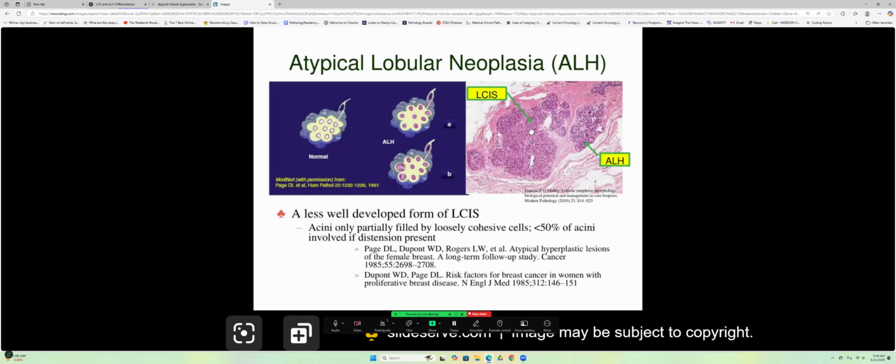But look at the ALH. They're atypical cells, but they are still almost the size of normal lobules of the breast. Remember that you will differentiate them from DCIS by E-cadherin. I don't know if you get me. So the LCIS is huge lobules, you know.